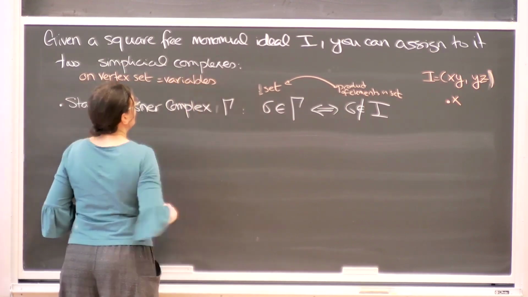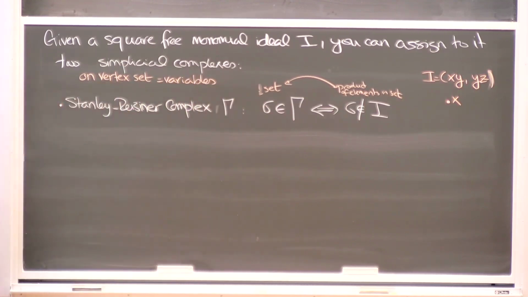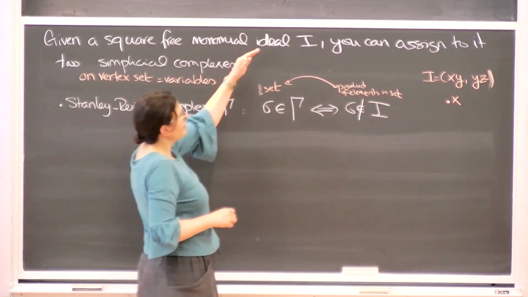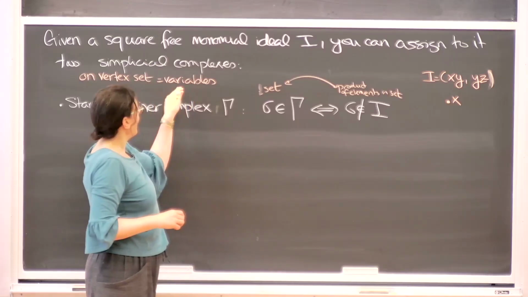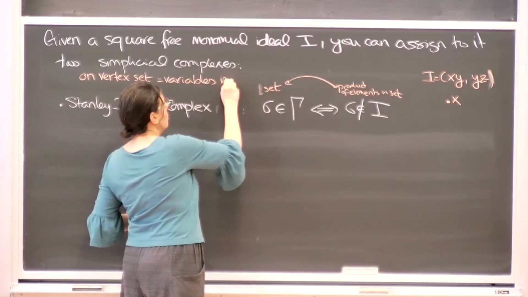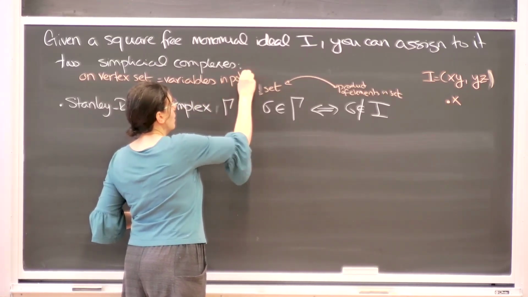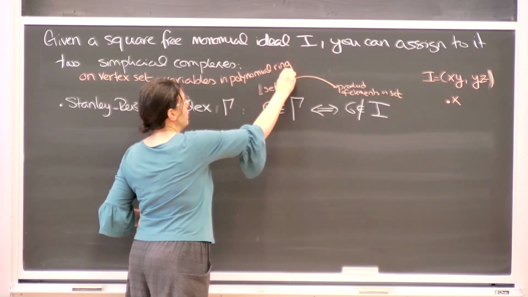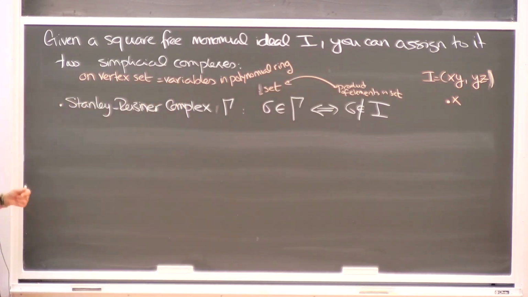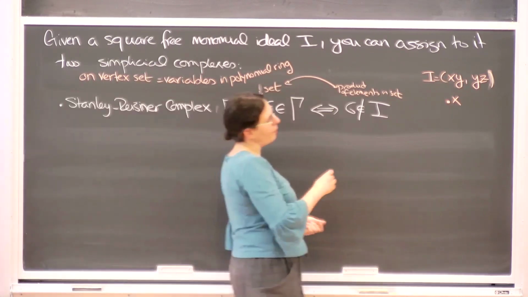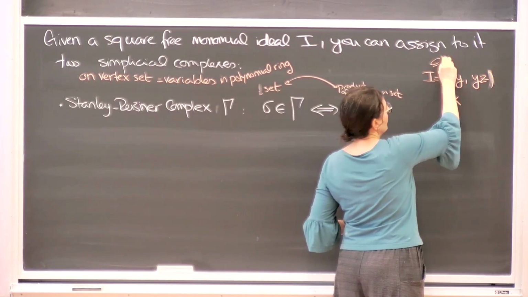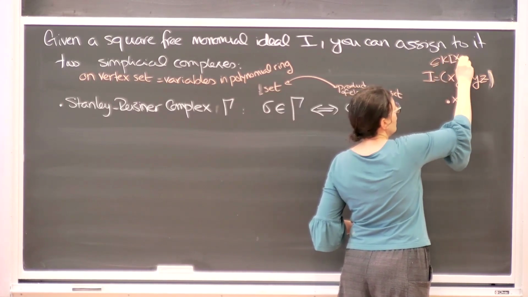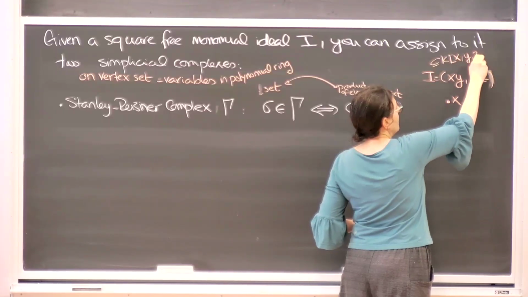The vertex set is the variables in your polynomial ring. Okay. So your monomial ideal lives in some polynomial ring, and the variables in that polynomial ring are going to be the vertex set. Here I'm taking I, which is xy, yz, inside the polynomial ring K[x, y, z], where K is a field.